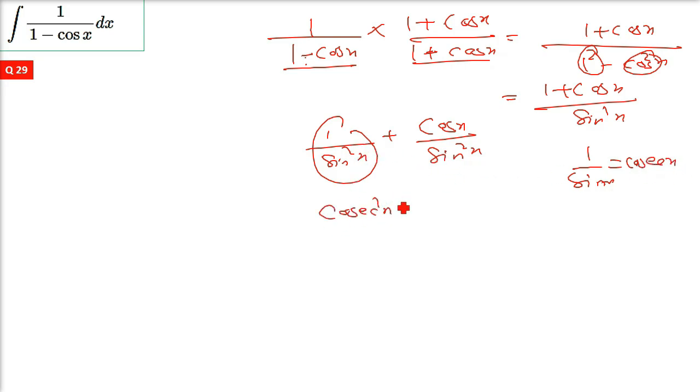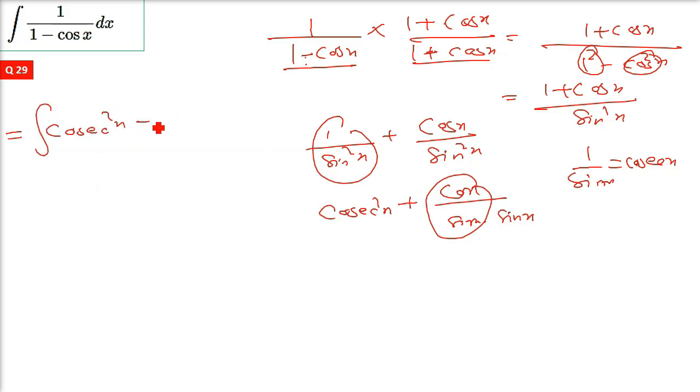What about cos x by sin square x? Cos x divided by sin x you can write, and 1 by sin x you can take separately. Cos x by sin x is going to be cot x. 1 by sin x is going to be cosec x. So the first term we are going to get is integration of cosec square x. The second term is integration of cot x into cosec x.